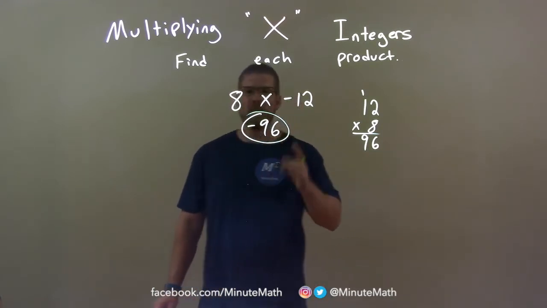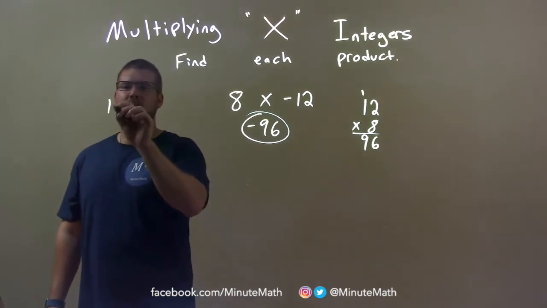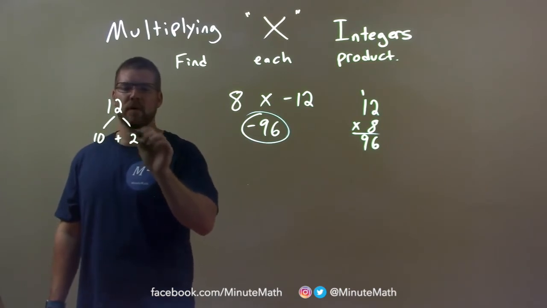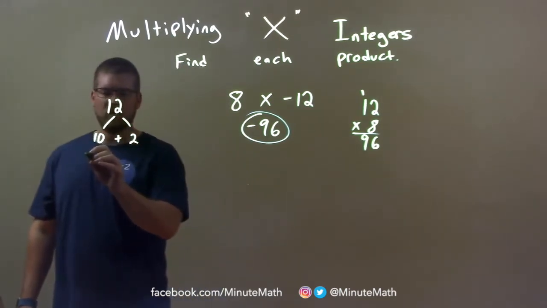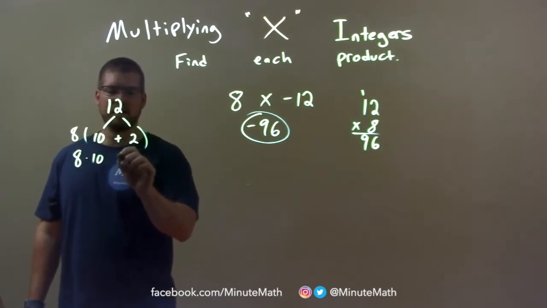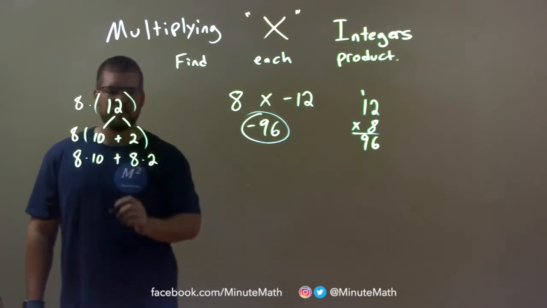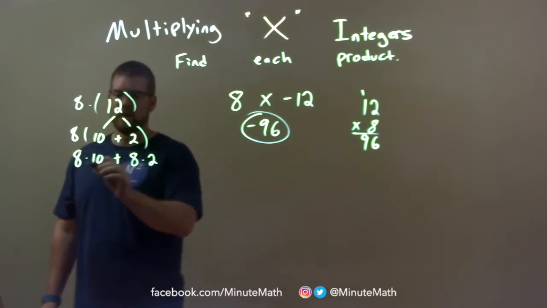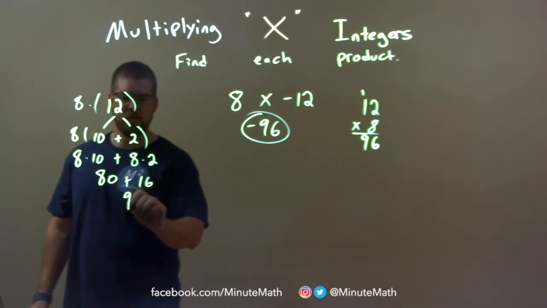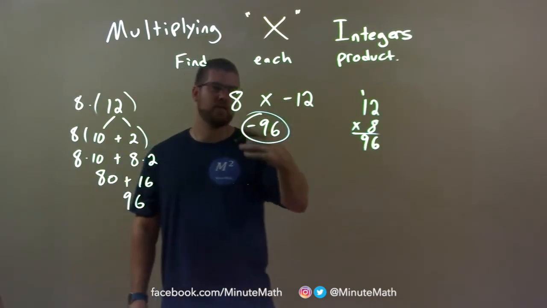Okay? So another way I like to do this problem, just another way of thinking about it, 8 times 12. Well, 12 is 10 plus 2. Okay? And if I multiply 8 times each one of these, we have 8 on the outside, 8 times 10 distributed in, plus 8 times 2. Let's put the 8 out here, right? Parentheses there. Distributing that in, well, 8 times 10 is 80, and 8 times 2 is 16. Adding them together, we have a 96. Okay? So that's how we also can get there. Now, again, we know it's negative, so it's a negative 96.